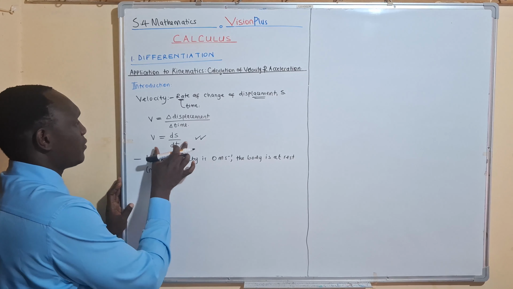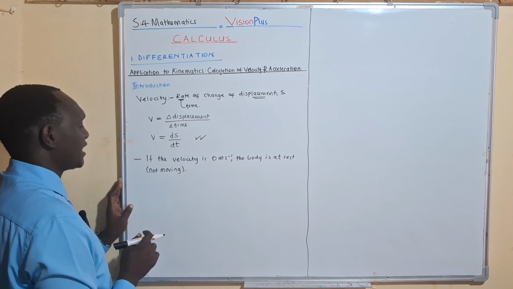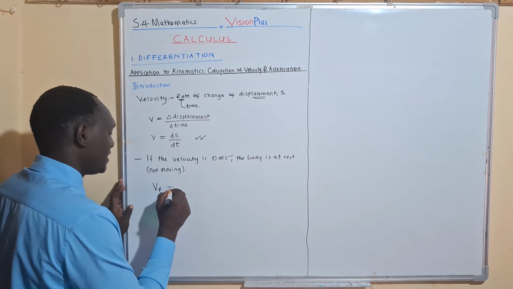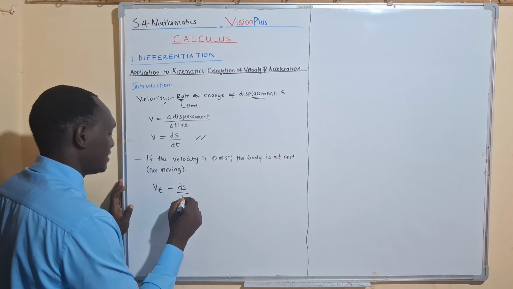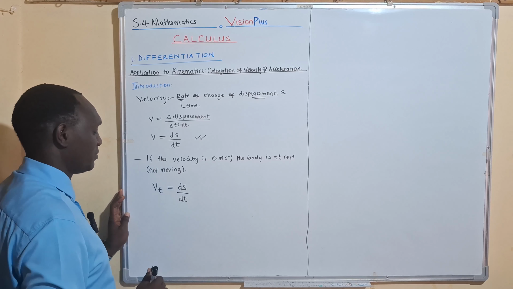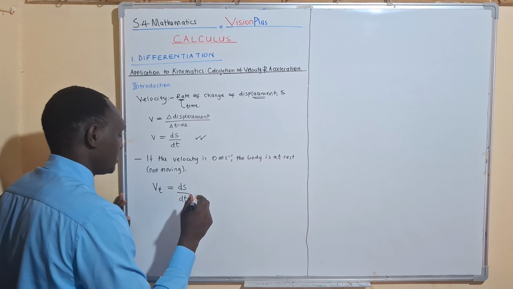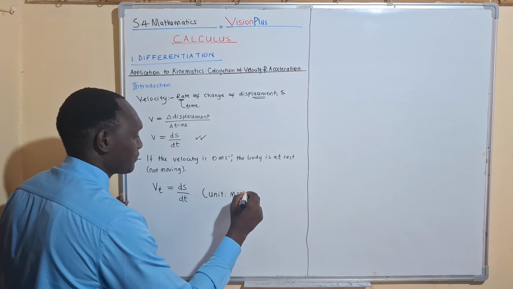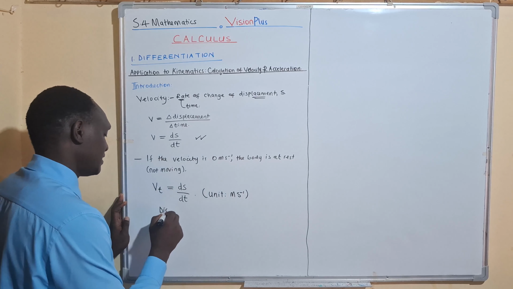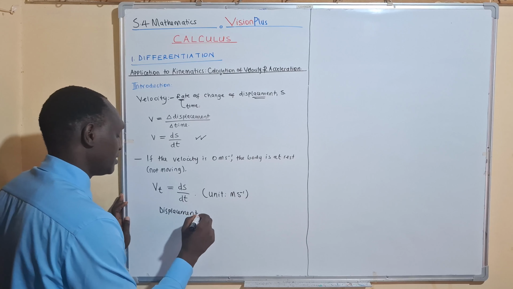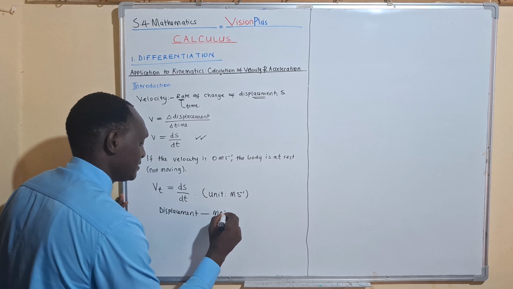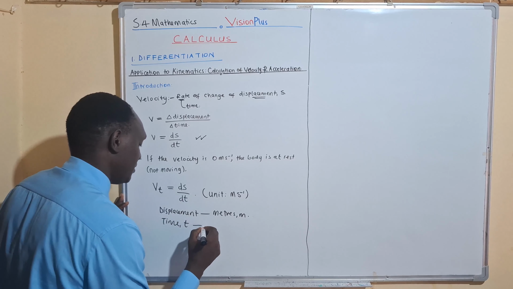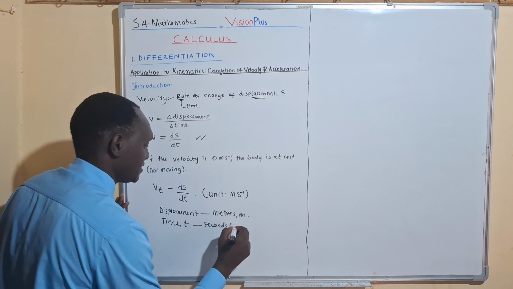Now, what is the key takeaway from velocity? The key takeaway from velocity is that velocity at any time t is given by the expression ds/dt. That is the rate of change of displacement with time. And what is the unit of velocity? The unit is meters per second. Why? Because displacement s is measured in the standard unit of meters, m, and then time, t, is measured in seconds, s.